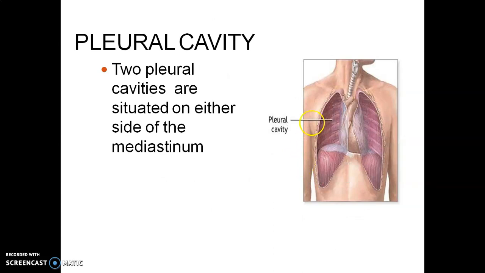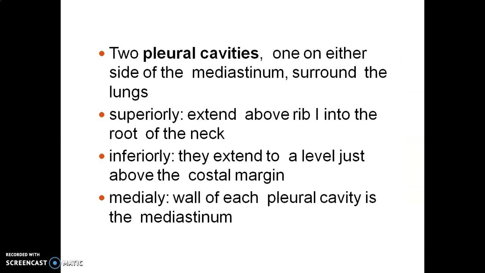Coming to the pleural cavity, there is a potential space in between the two layers, the parietal layer and the visceral layer. We call it the pleural cavity. This pleural cavity is situated on either side of the mediastinum, extending above the first rib near the root of the neck, and inferiorly extending above the costal margin. The medial wall of each pleural cavity is the mediastinum.